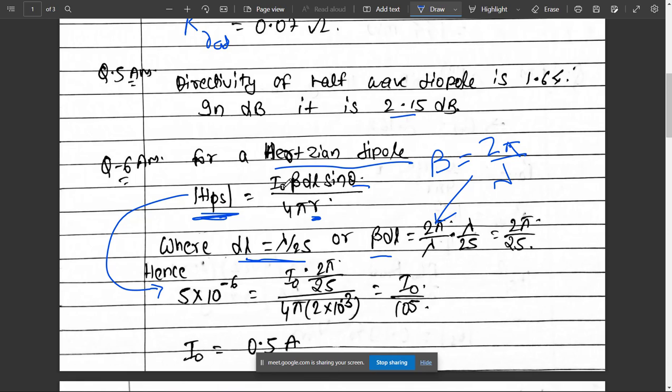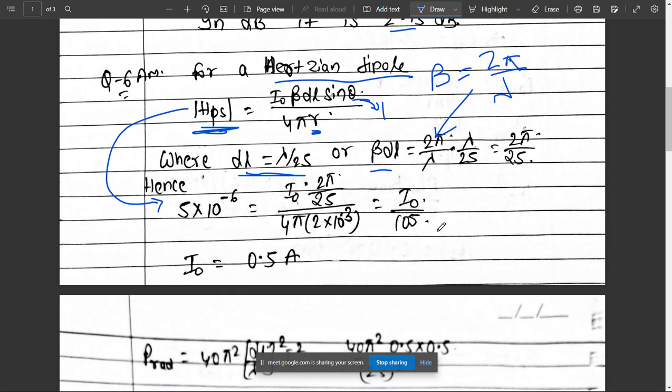We don't know the I naught, but we know the other things. We know beta dl, we know sine theta. Put theta is equal to pi by 2, so sine theta will become 1, right? So this will be 1. So I naught into 25 by 2 pi by 25, and 2 pi r we know. So from here we got the value of I naught, which is equal to 0.5 amperes.